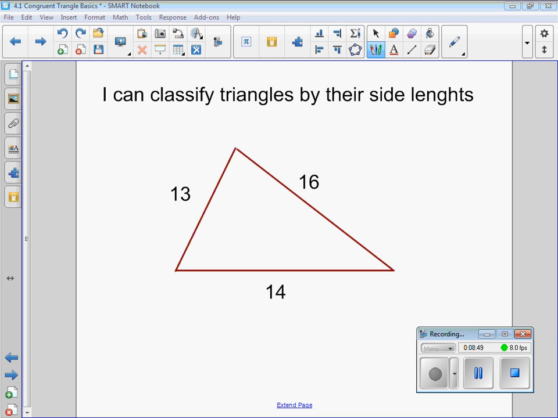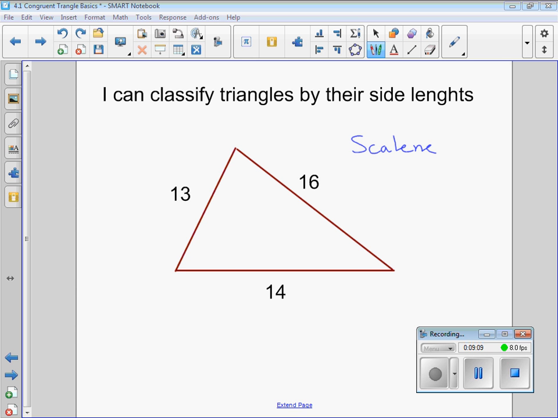Let's go ahead and look at some problems and see if you know how to do them. So one of the I can statements that you need to do is be able to look at a triangle like this and classify it by its side lengths. So I'm giving you the side lengths, and so you have to look at your definitions and know them by heart to recognize which one this is. I recognize that all those sides are different, so that makes it a scalene triangle.